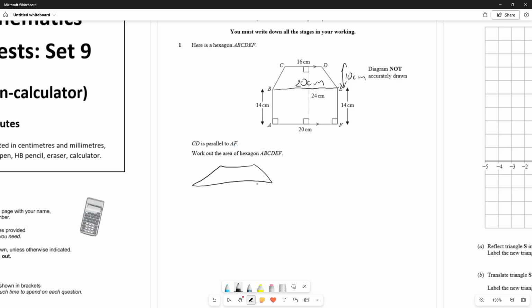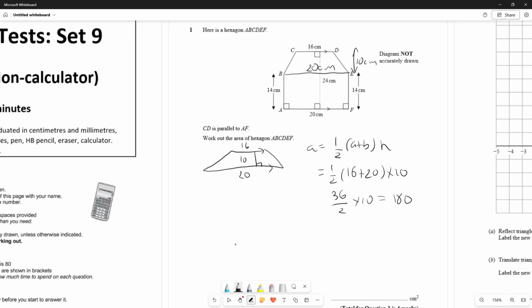So let's start with this trapezium. We have 16, 20, and a perpendicular height of 10 centimeters. The area of a trapezium equals 1/2 (a plus b) h. Now h is the height and a and b are the two parallel sides. So let's plug this in: 1/2 of 16 plus 20, times 10. We get 36 over 2 times 10, which is 18 times 10, so that's 180.